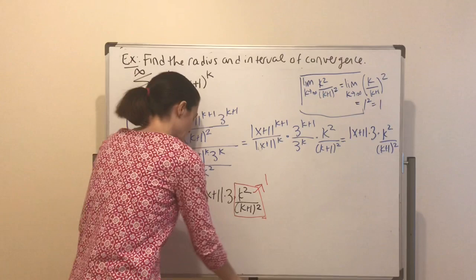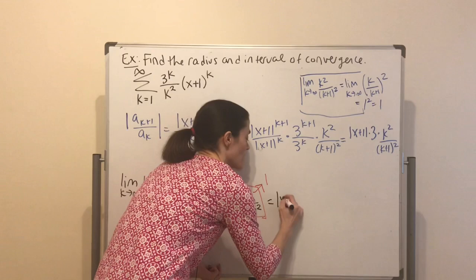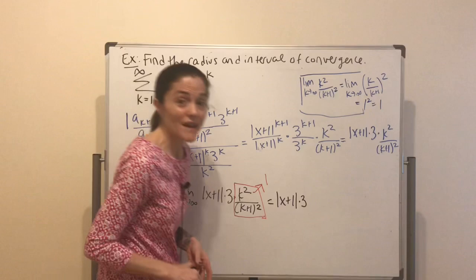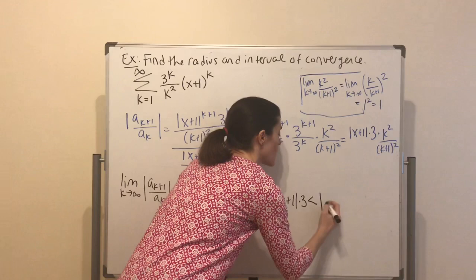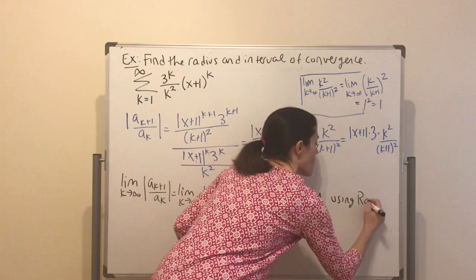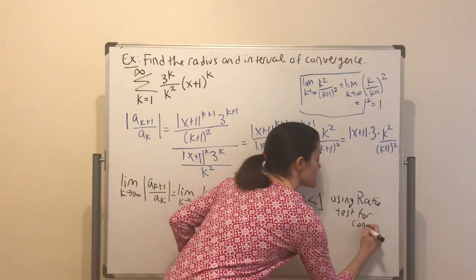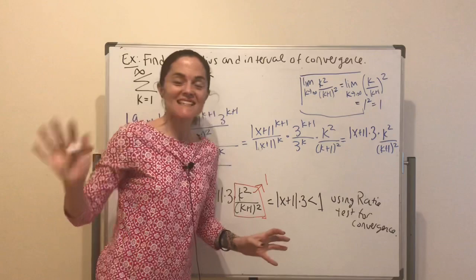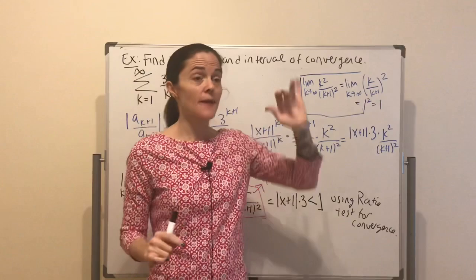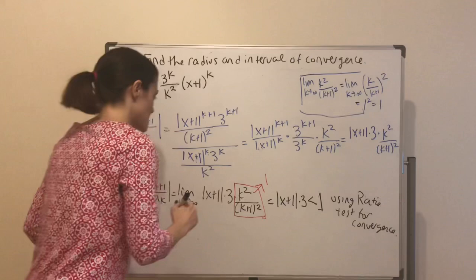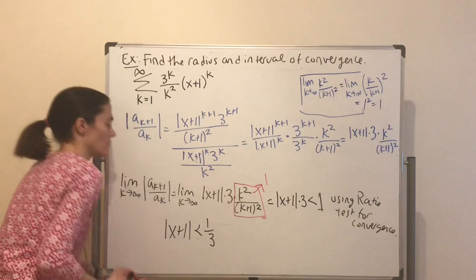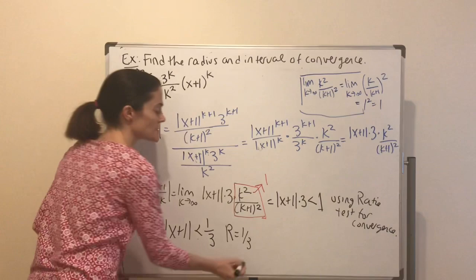Which means this limit here is the absolute value of x plus 1 times 3. Now, ratio test: we set this less than 1 for convergence. Just like the last one, how would we get the absolute value of x minus the center less than some capital R? In this case, just divide by 3. So we see the absolute value of x plus 1 is less than 1/3, which means capital R is 1/3. So we found part A, which is the radius of convergence.